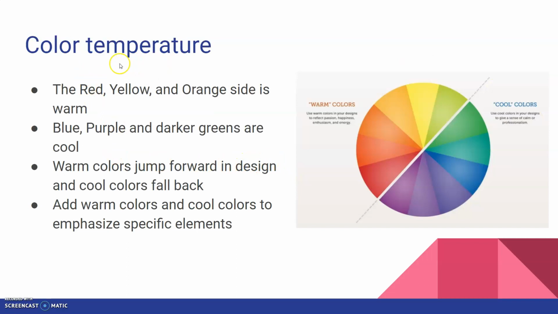The color temperatures: red, yellow, and orange side is more warm. It's this kind of side here. And depending on who you ask, red might be considered cooler and green might be considered warmer. It just kind of depends on what color wheel you look at and what shade they use. Blue, purple, and darker greens are cool. The warm colors jump forward in the design, and cool colors more fall back. And you can add warm colors to cool colors to bring them forward, or cool colors to warm colors to have them fall back in emphasizing them in a specific design.